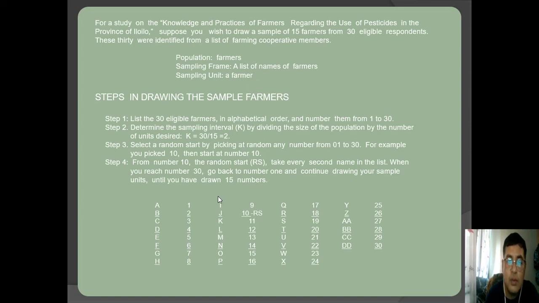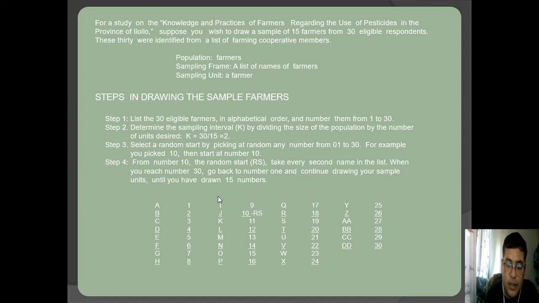And then step 2, determine the sampling interval by dividing the size of the population by the number of units desired. So, say for example, ang units desired ko is 15. So, 30 divided by 15 is equal to 2. So, then you select at a random start by picking a random any number from 0 to 30. For example, you pick 10, then start at number 10. Okay, so from number 10, then the random starts, take every second name in the list.